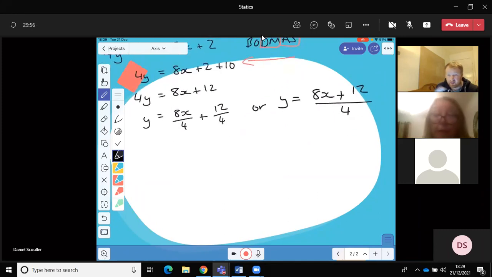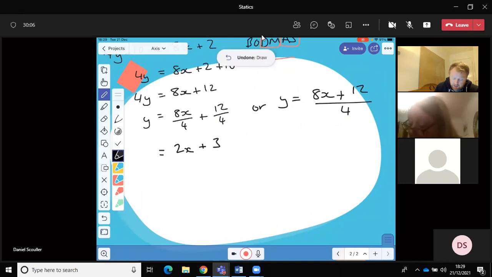Both take roughly the same amount of time, so if you're comfortable with it, go for it. So that'd be 2x plus 3, and to simplify, over this side would be 4. And the 4's cancel out.